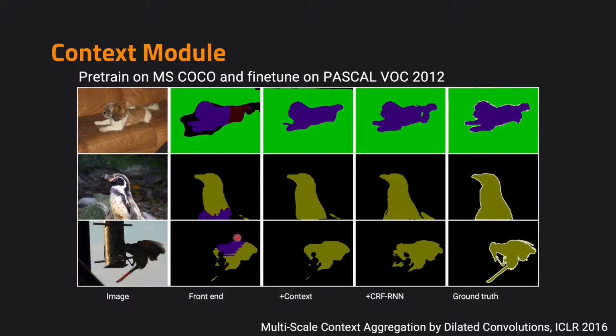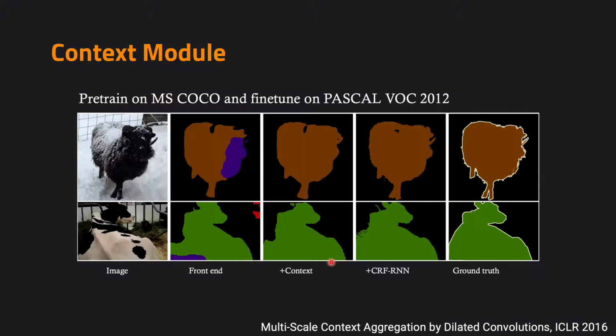You can see that originally this part of the bird is wrongly segmented, but with the context module, we get a much more consistent segmentation for the whole object. And we find that this scheme consistently improves our original segmentation.